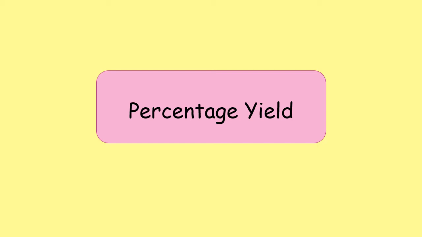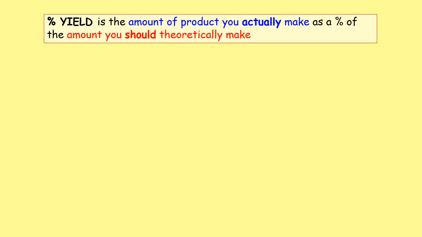Okay, so this is going to be a summary video on percentage yield, talking a little bit about what it is and then one worked example. So percentage yield is comparing the amount of product that you actually make compared to how much you should have been able to make based on your balanced equation calculations.